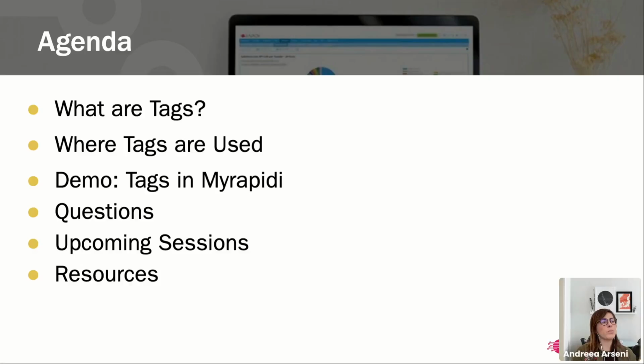Then the second part would be about where you can use tags. You have different places where you can use them. So again, if you already know this information, that's okay. But I think this is useful also for users that haven't used tags that much.